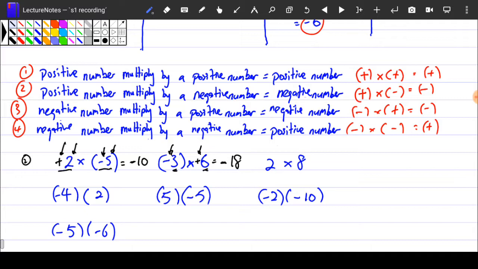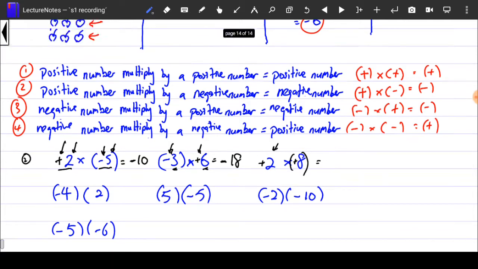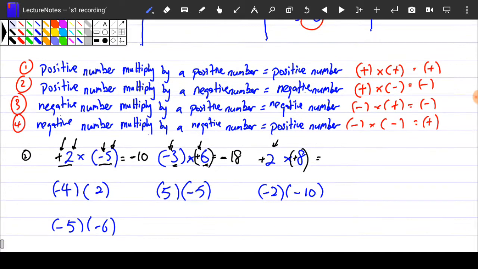Now look at this question. Positive times positive. Note if there's no sign in front, it's always a positive sign. And of course I need to separate this by a bracket, right? So I should separate this with a bracket. Positive times positive will give you positive. 2 times 8 will give you 16.